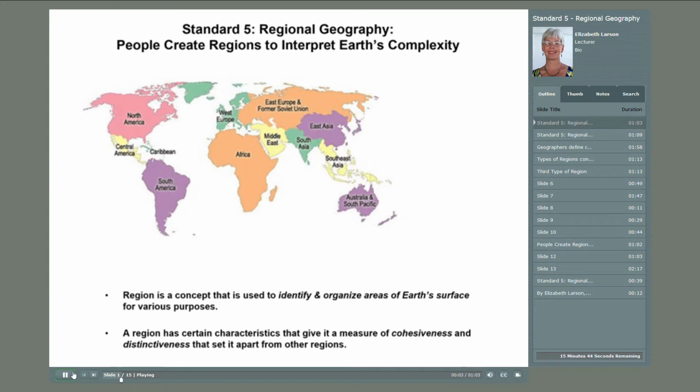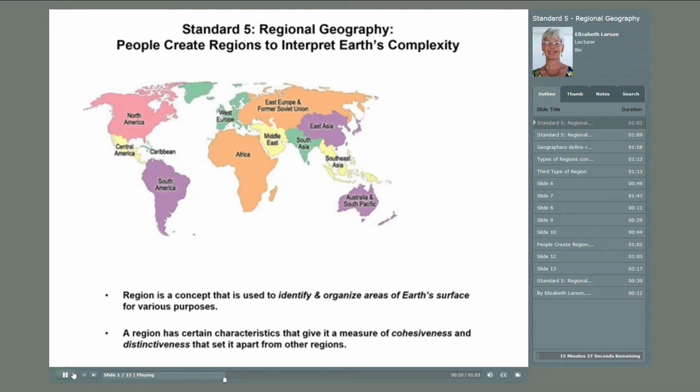Standard 5 is regional geography. Because Earth is so huge and vast, with various human and physical traits, people create regions to interpret it. In this map, you can see 12 regions as designated by the U.S.